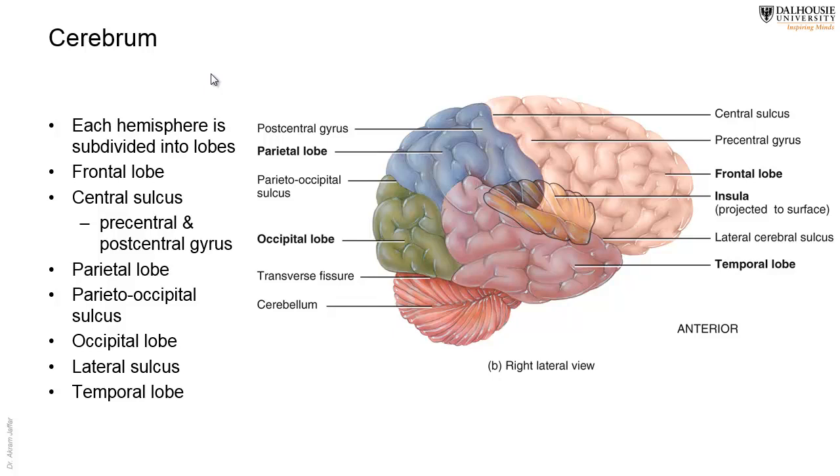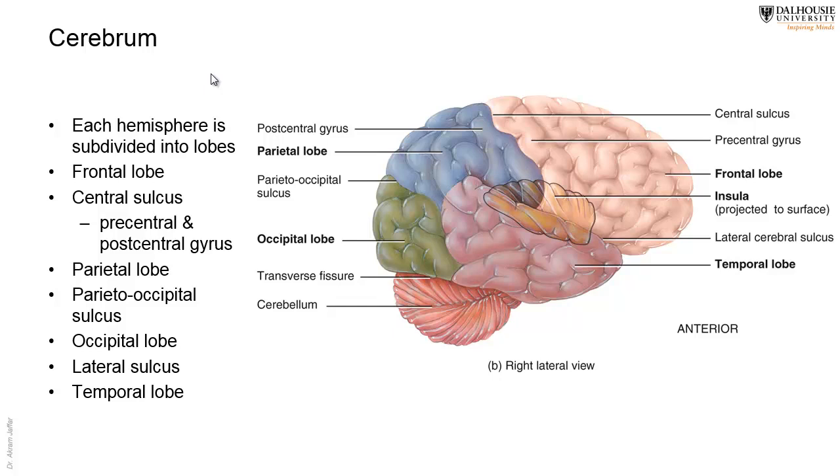And these lobes are separated by either fissures or by sulci. So one of the famous sulci in the brain is the central sulcus. This is the central sulcus. It separates between the frontal and parietal lobes.